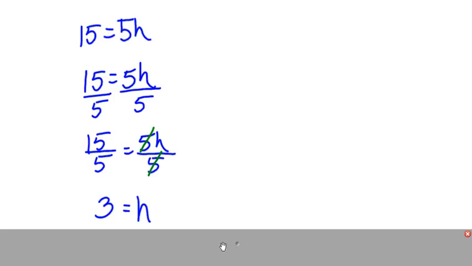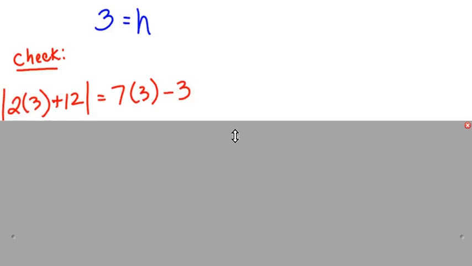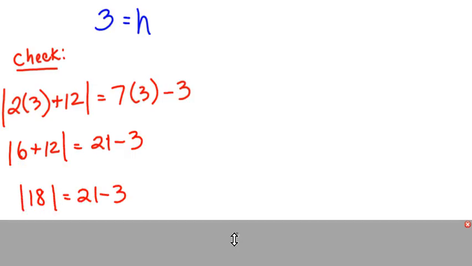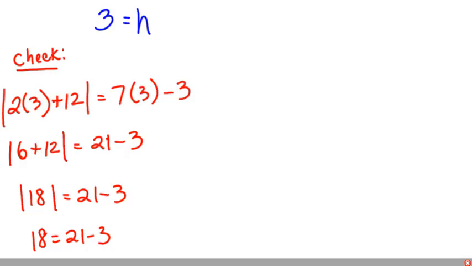So again, here we need to check and make sure that this value for h satisfies the requirements for the equation. So we're going to do our check. So we're going to substitute 3 into the original equation. We've got some multiplying to do. So we got 6 plus 12 inside our absolute value equals 21 minus 3. Well, 6 and 12, that would be 18, and 21 minus 3, we can simplify that also to 18.